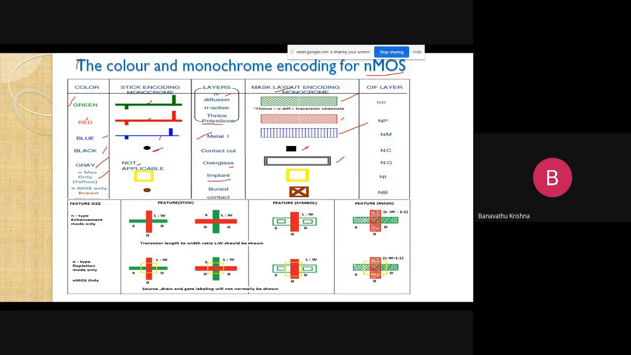What is it? Implantation. Implantation in a stick diagram is like this, yellow color, and it is also the same here. And brown color. Okay, here the brown color is nothing but buried contact cut. In a stick diagram it is like this, and in layout diagram representation it is like this. This is nothing but buried contact cut. Okay, so this is the layer information in NMOS encoding.